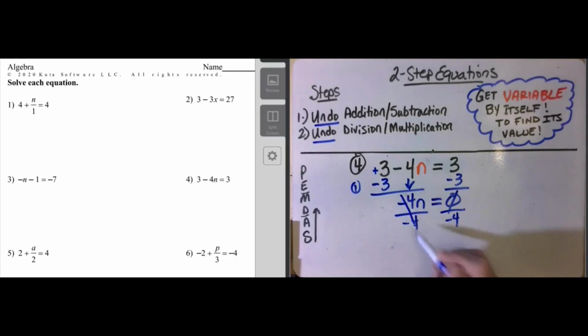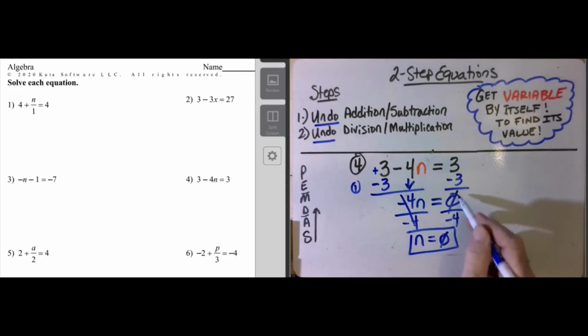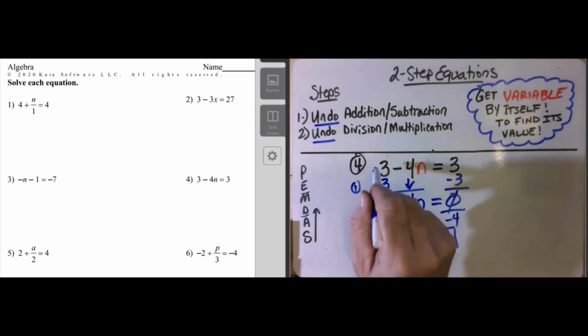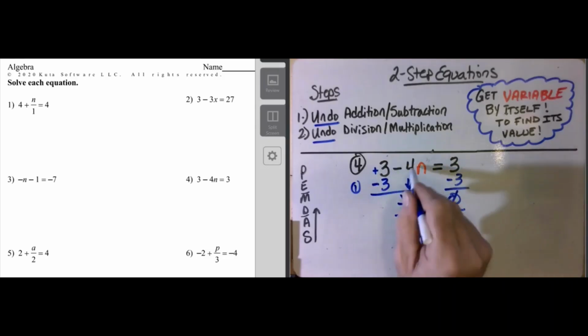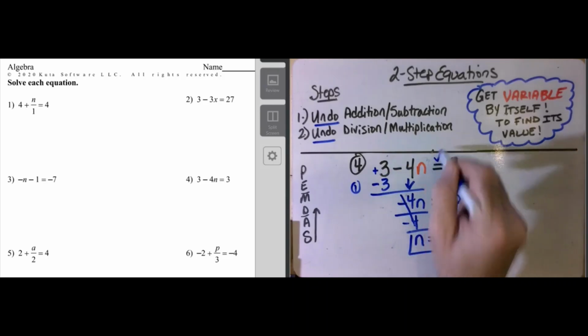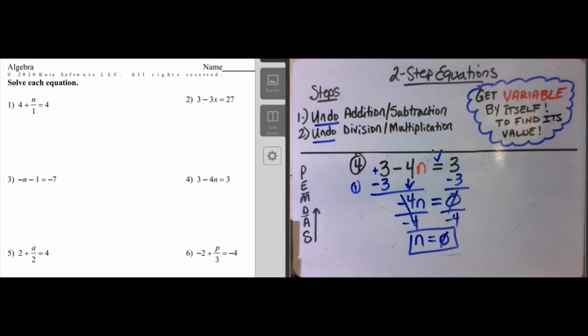Go ahead. Anything over itself is 1, so we can cross those out. That leaves n by itself, and 0 over a -4 is a 0. Right? 0 divided by -4 is 0. So the value of the variable is 0. If we plug that in, we have 3 minus 4 times 0. 4 times 0 is 0. So 3 minus 0 equals 3. 3 does equal 3, and we know we got that one correct.